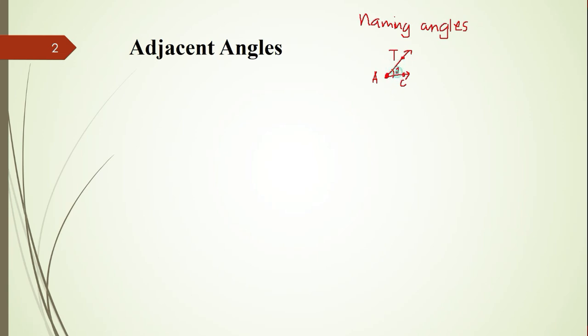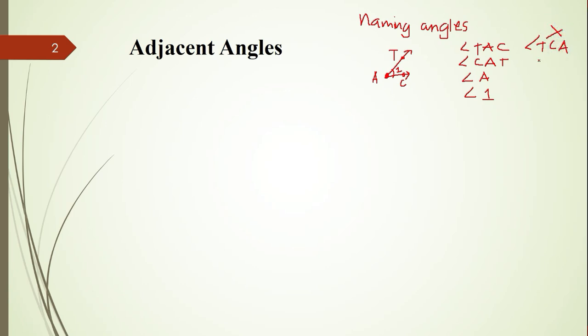This angle right here that you can see can be named in different ways. We can also write 1 here. So this can be named as angle TAC. It can also be named as angle CAT. Also angle A and angle 1. So there are four ways to name this angle. But be careful when naming it. Angle TCA is incorrect.